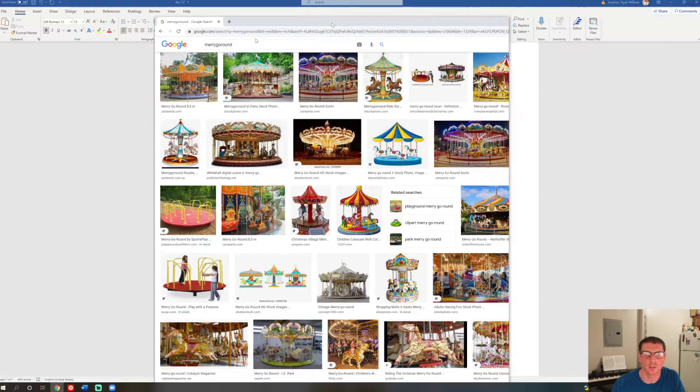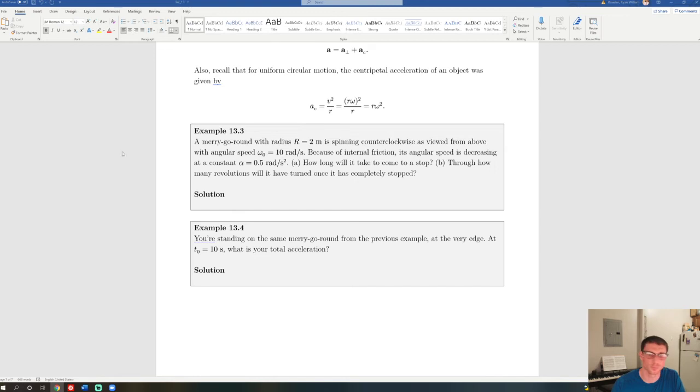So that's cool. Anyway, in the problem, a merry-go-round with radius of 2 meters is spinning counterclockwise as viewed from above with angular speed omega naught equals 10 radians per second. Because of internal friction, its angular speed is decreasing at a constant alpha equals 0.5 radians per second squared. How long will it take to come to a stop, and through how many revolutions will it have turned once it has completely stopped?